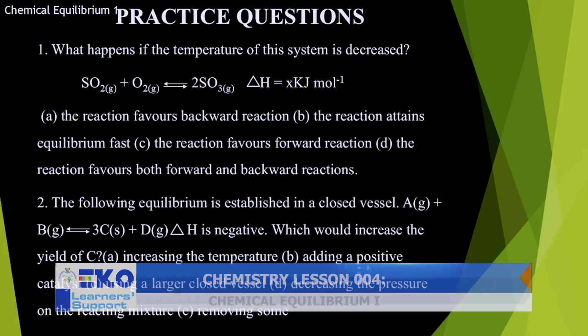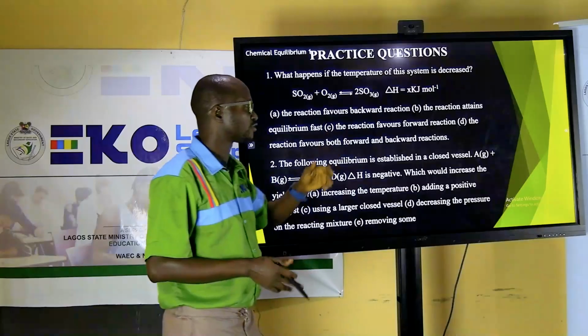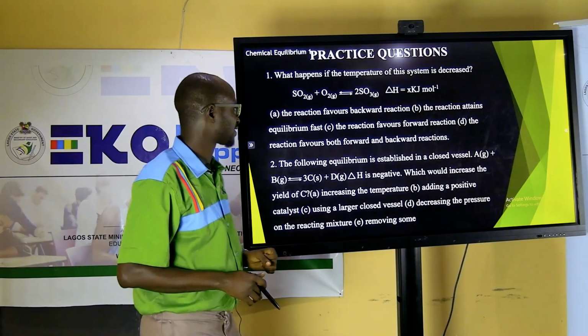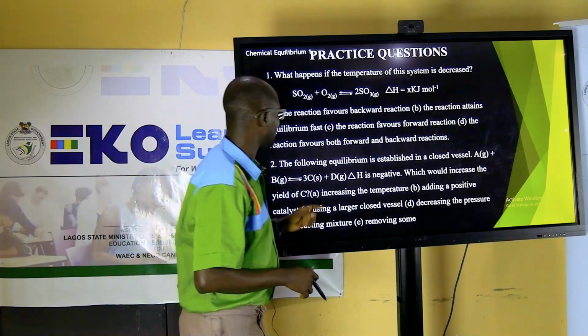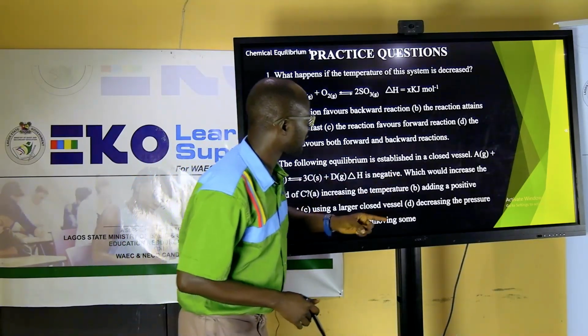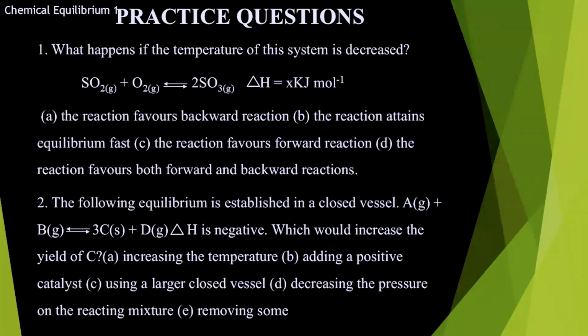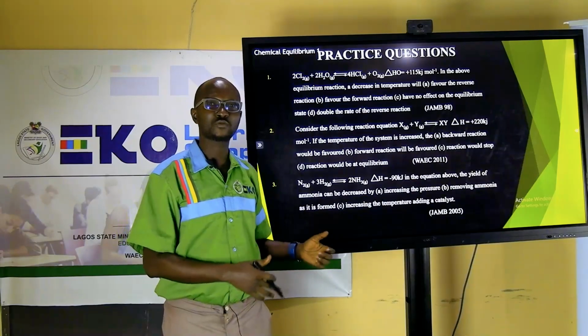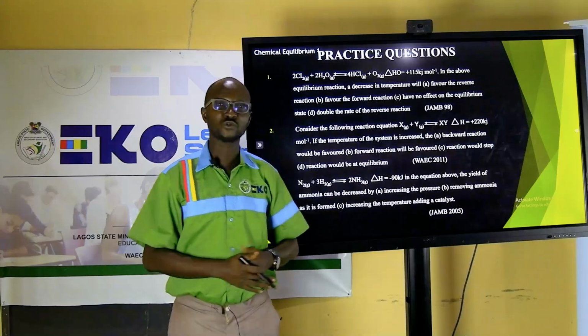And this is not increase in temperature. We are told decrease in temperature. So by now, you should have an idea about the answer. The second one: the following equilibrium is established in a closed vessel where delta H is negative. If delta H is negative, as we have said before, that means the reaction is exothermic. I believe with what we have done, we have understood chemical equilibrium properly.